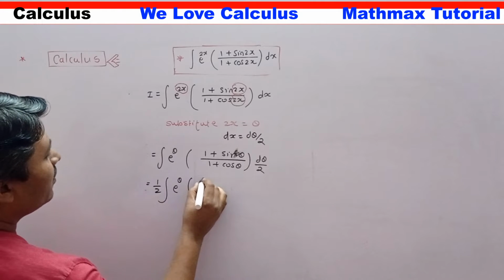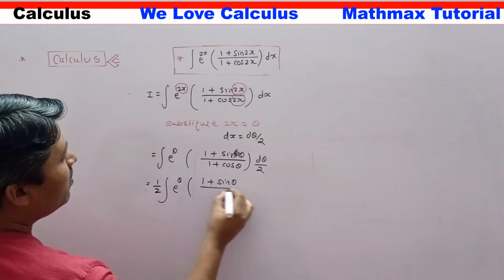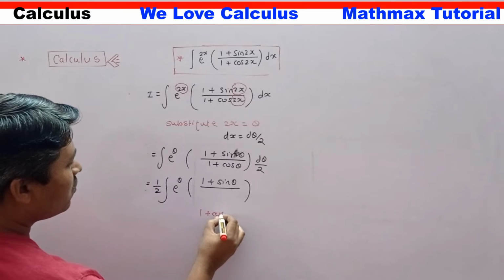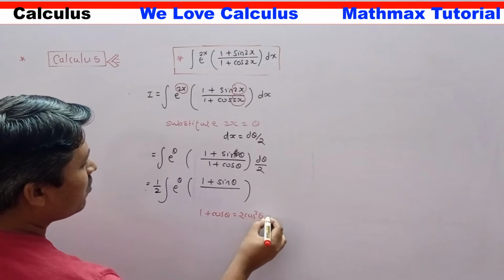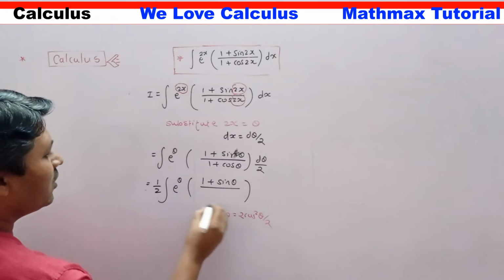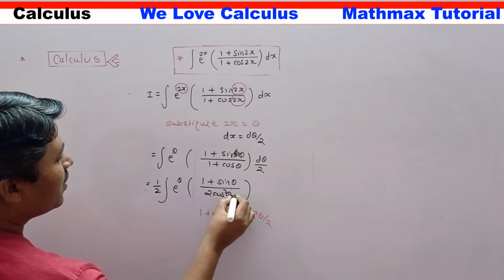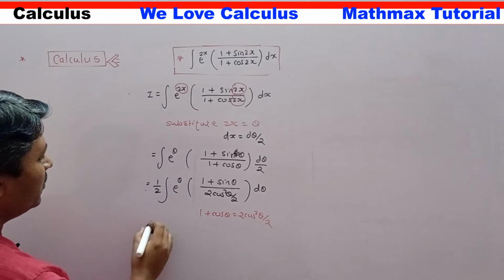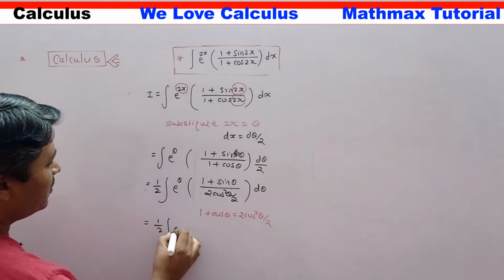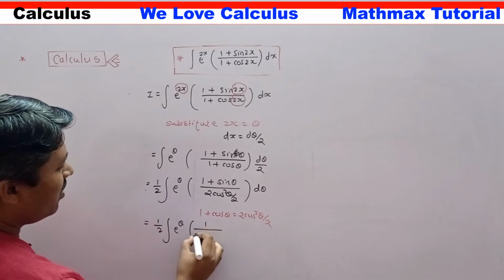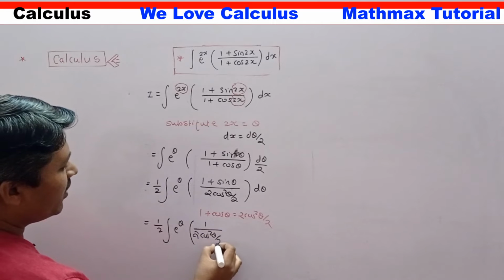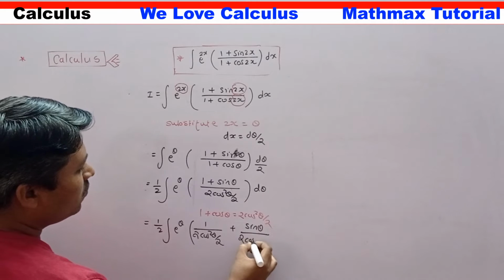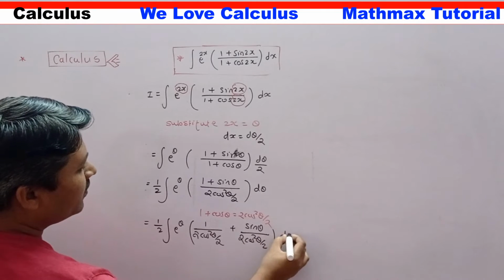over 1 plus cos theta). But we know the related formula that 1 plus cos theta equals 2 cos square theta by 2. Then the integral becomes 2 cos square theta by 2 in the denominator, d theta. Separating the terms, we can write e raised to theta times (1 upon 2 cos square theta by 2, plus sin theta divided by 2 cos square theta by 2) d theta.